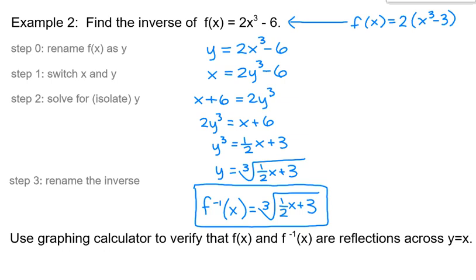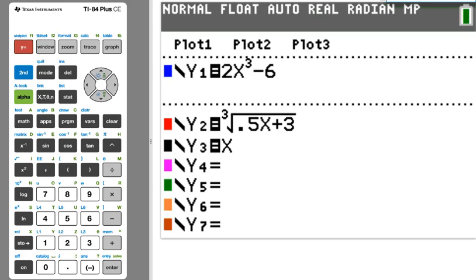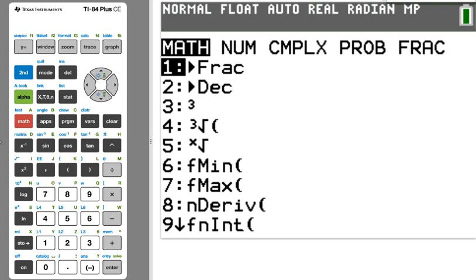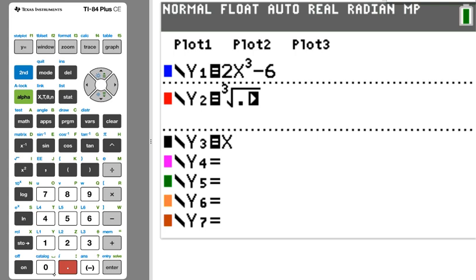Okay, next we're going to use a graphing calculator to verify that f of x and f inverse do look like reflections across y equals x. So what I've done is I've typed the original function into y equals, as well as the inverse function as y2. And you might be wondering where I found the cube root function. So once you're here in your y equals menu, you're going to press math, and then you'll see choice number 4 is cube root. And then you can type the rest of it inside that cube root.